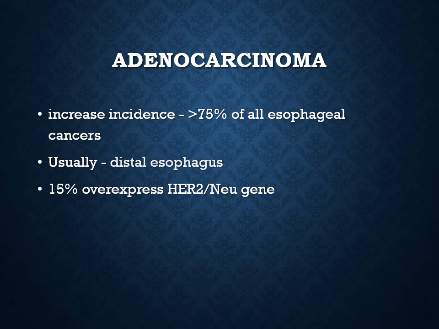As for the adenocarcinoma type, there is increasing incidence of adenocarcinoma. It accounts for more than 75% of all esophageal cancers, usually seen at the distal esophagus, and arises within the dysplastic columnar epithelium in the distal esophagus, and around 15% overexpress the HER2 neu gene.